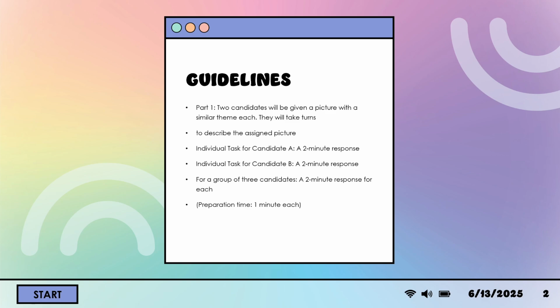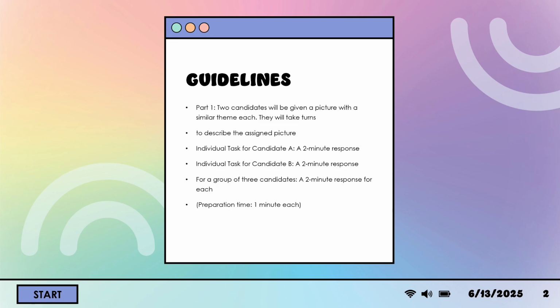The first part, this lesson, will be about your individual part, where two of you will come into the assessment area and be given a picture with a similar theme. You will take turns. The first person will talk about their picture, and then the second person will talk about theirs. What you need to do is describe the assigned picture. You have 1 minute to prepare, and then 2 minutes to describe what you see from the picture.